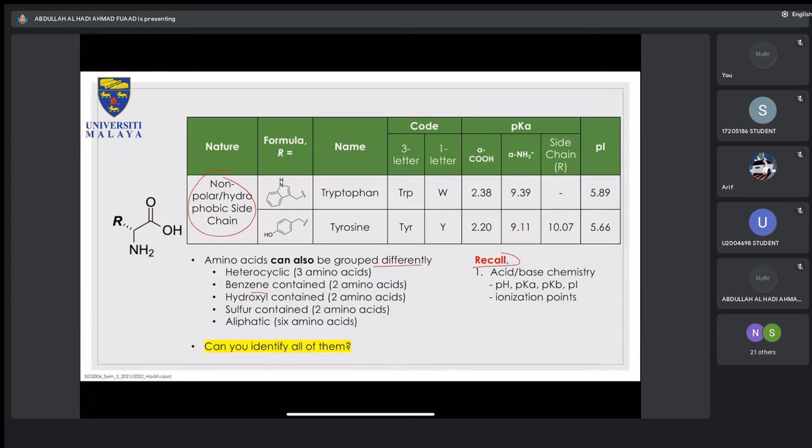What you need to recall for this section is pretty much the basic concepts of acid and base chemistry that you learned in your first year. Please do not forget about that: pH, pKa, pKb, pI. These are all my favorite questions when I'm asking in quizzes or in the final exam.